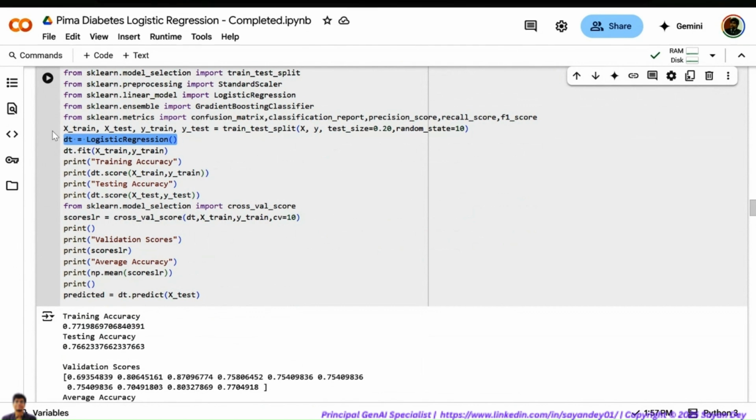And we fit the model on the training data. We do dt.fit X train, Y train, and we do the predictions. This part is exactly what we talked about. And we also get the cross-validation scores.